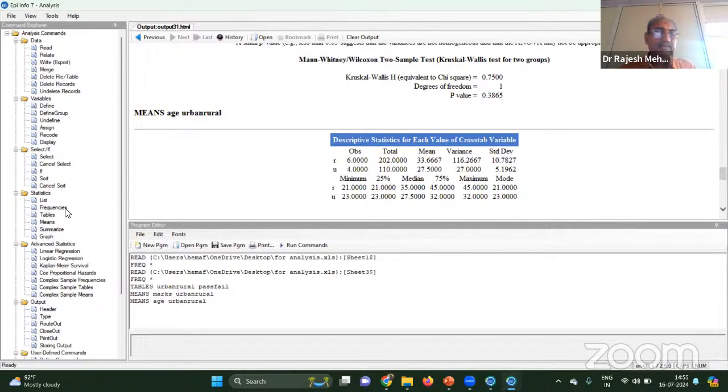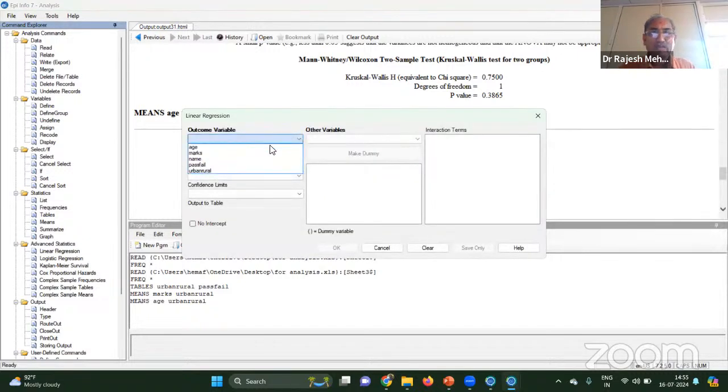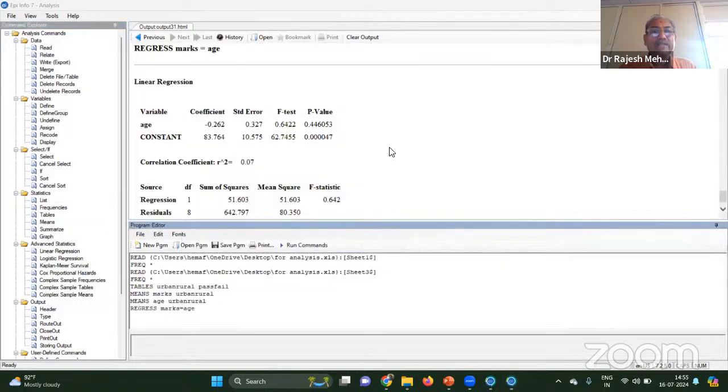Similarly, you can compare between two variables. Outcome is marks versus age, and it measures whether there is a regression coefficient. Is it positive or negative? It is negative. So as age increases, the marks are decreasing. So regression analysis can also be done.